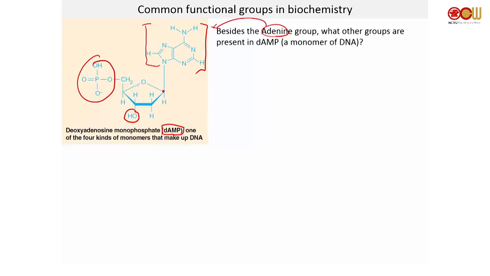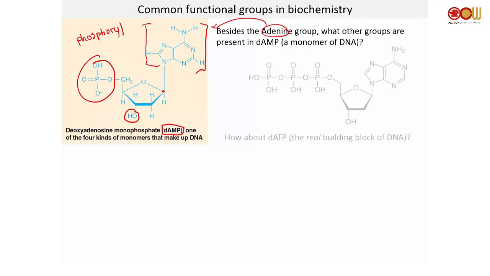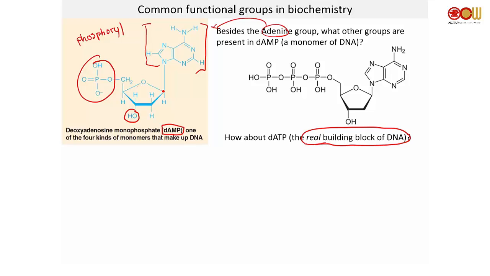This phosphoryl group, right? What about dATP? Okay, dATP is the real building block of DNA. That means that when you actually make DNA by polymerization, you're using dATP instead of AMP. Instead of this guy, you're actually using this molecule.